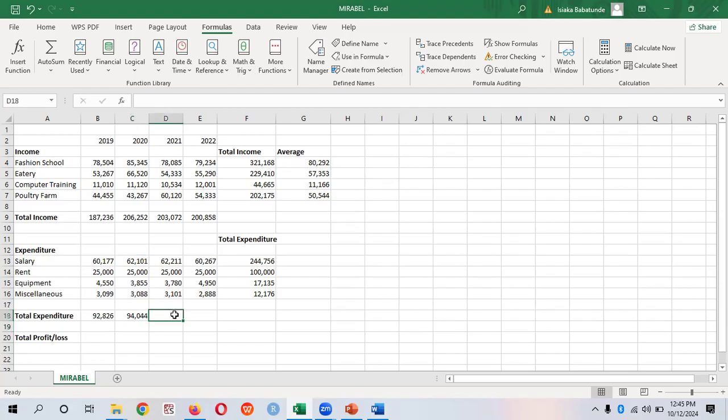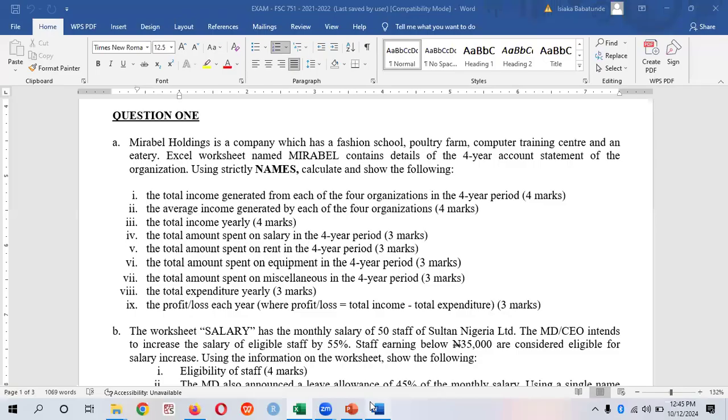The next year, which is 2021, let's find the amount of money the company spent out. Equal sign, select the first one plus the second one plus the third one plus the fourth one, and click enter. This is what the company spent on these 4 areas in 2021. The last one, click equal sign, that is the first one plus the second one plus the third one plus the fourth one, click enter. This is what the company spent in 2022, 93,000. This has answered this question, expenditure.